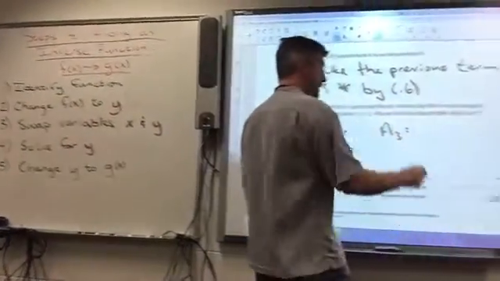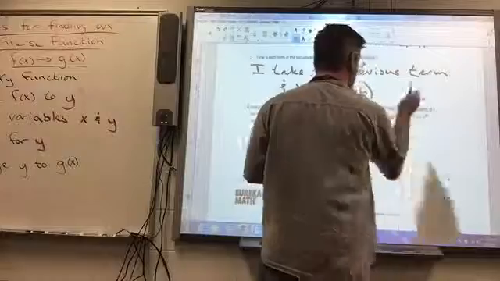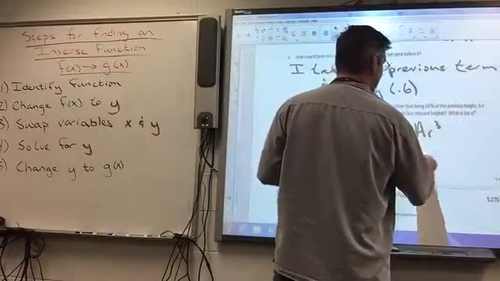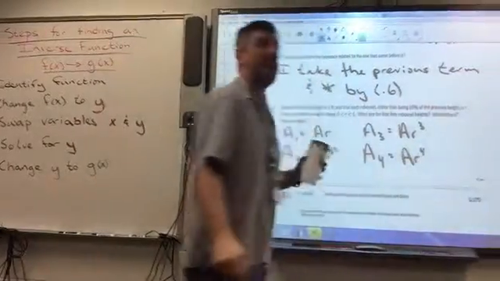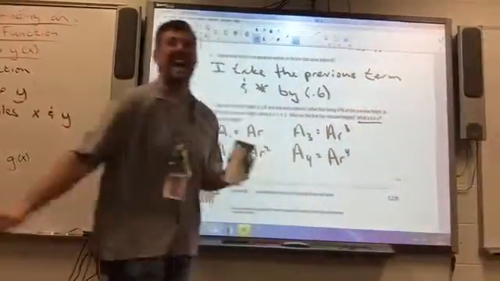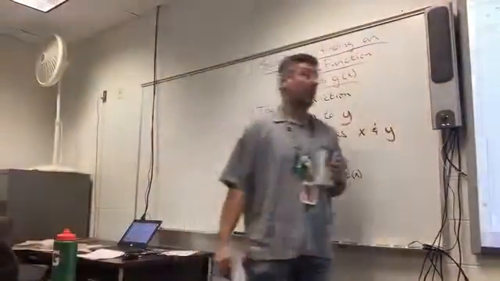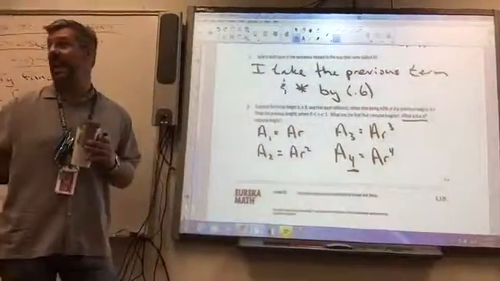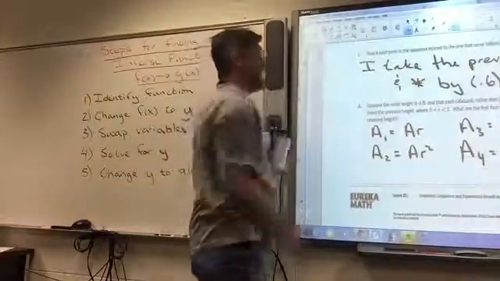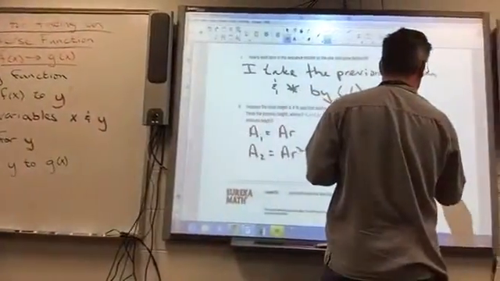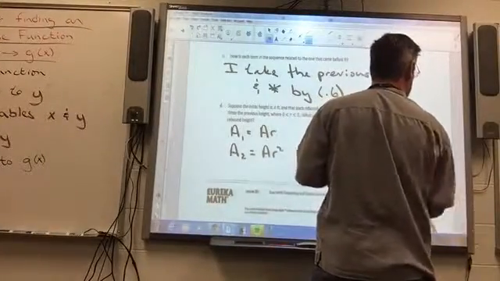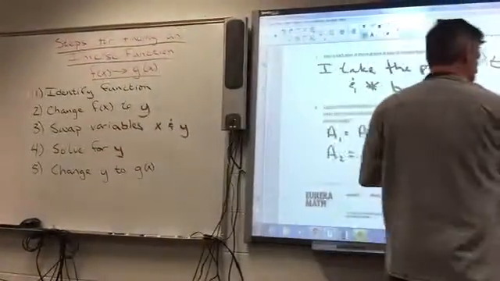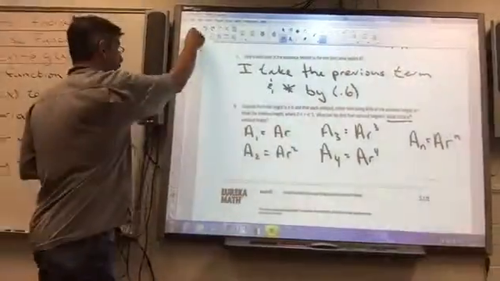A3 is A r cubed. A4 is A r to the fourth. How about A sub n? It's asking, what is the nth bounce? Now I'm just replacing this number here with a variable and calling it n, right? So what is the nth bounce? Well, A sub n equals A times r to what power? The n power. Easy peasy lemon squeezy, right?